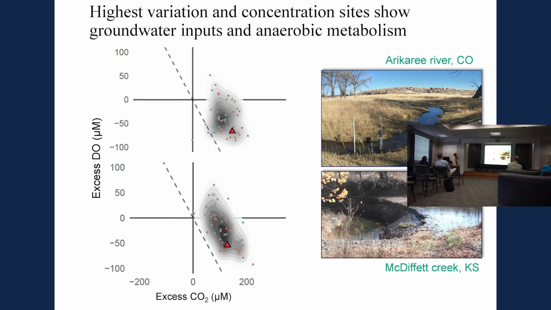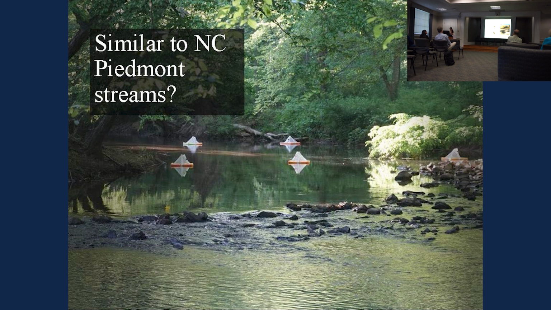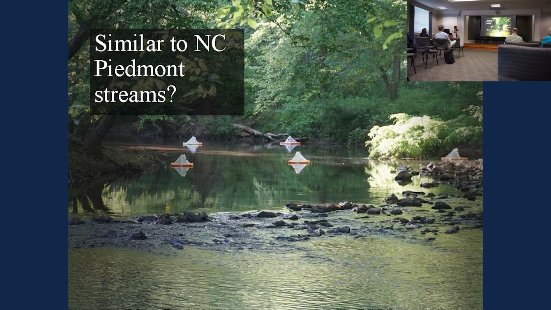These sites, I'll also just say, but I'm not going to show data here, are also the sites that tend to have the highest methane concentrations. And so we think that those streams where we're seeing the highest CO2 concentrations and some buildup of methane, those low gradient warmer sites, are quite similar actually to our North Carolina Piedmont streams. So this is a picture of New Hope Creek that you're seeing here.